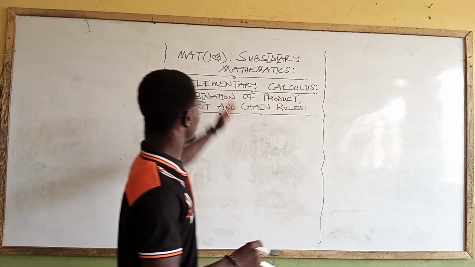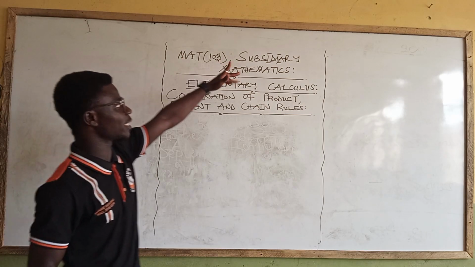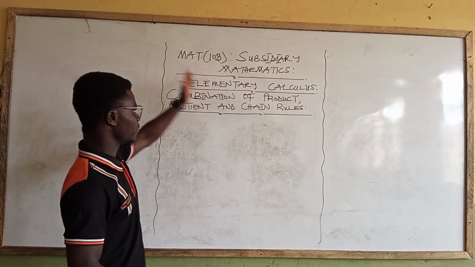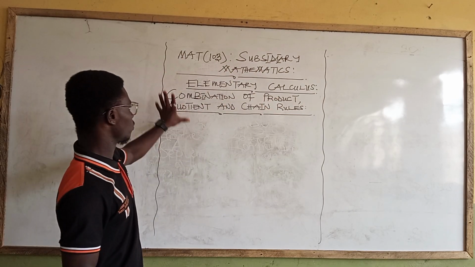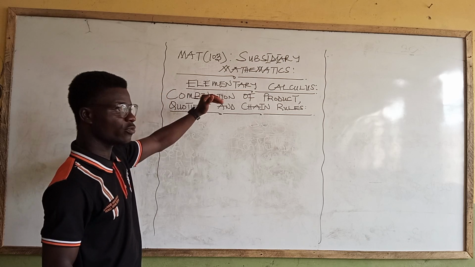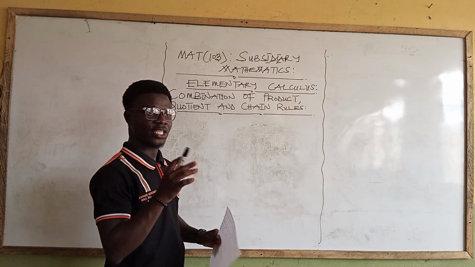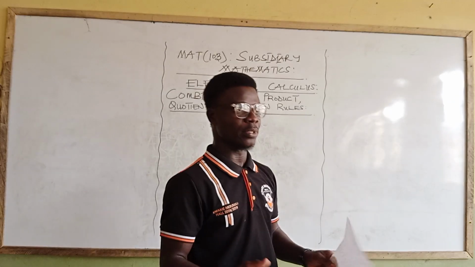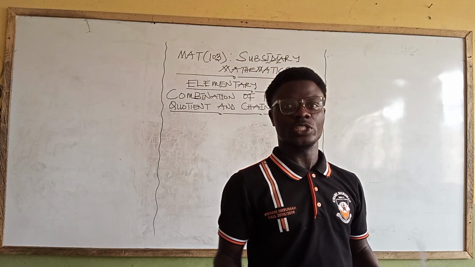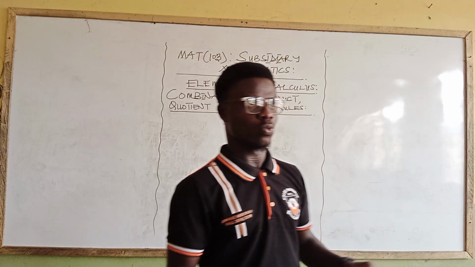Alright, so we are still doing MAT 103 Subsidiary Mathematics, elementary calculus. Our subtopic under elementary calculus is the combination of products, quotients, and chain rules.